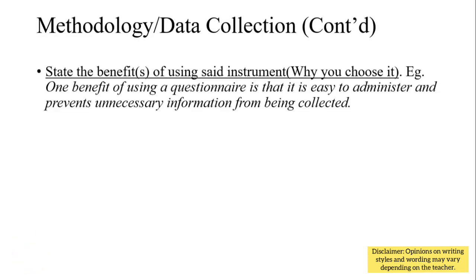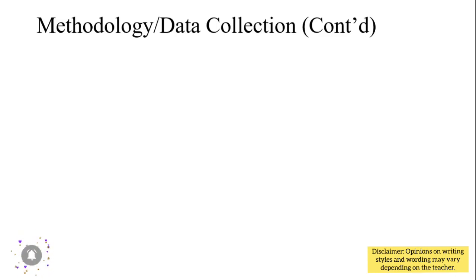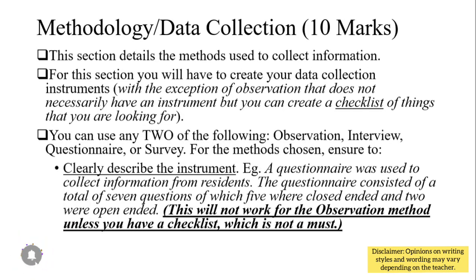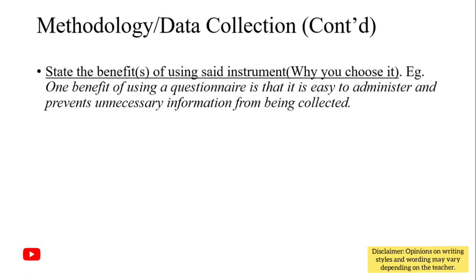So we move on. Another thing that you need to ensure, when you're talking about your instruments, is that you state the benefits of using that instrument. Why do you choose to use this instrument as opposed to using something else, right? So you need to state the benefit of using this particular instrument. For example, one benefit of using the questionnaire is that it is easy to administer and it prevents unnecessary information from being collected, because it has closed-ended questions. All right, so that's the reason why you would want to use a questionnaire.